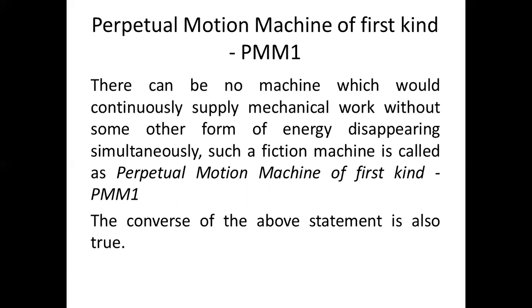If the complete work can be converted into heat, and again the heat can be completely converted into work, then that cycle will be continuous, which is not possible. And that type of machine is called a perpetual motion machine of first kind. In the same way, any machine which does not consume some energy to do work is a PMM1, which is impossible.